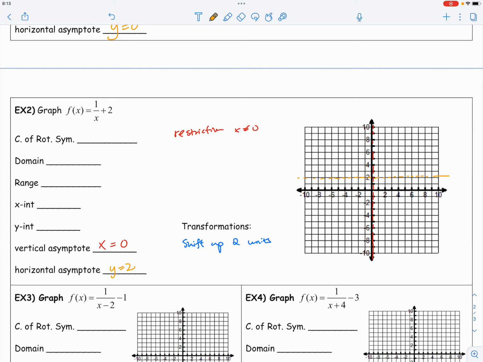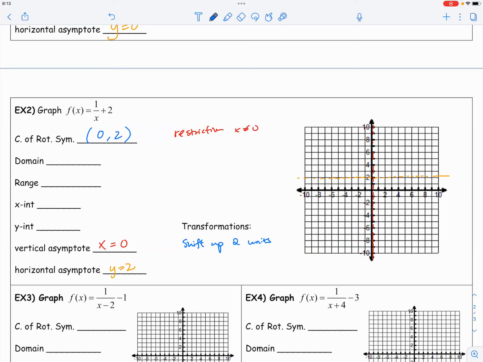All right, so what else? The center of rotational symmetry is something we can tell because that's where the two asymptotes would intersect, which would be 0 comma 2. Or you can say, well, it was 0, 0, and now shifted up 2 units, so it'll be 0 comma 2.